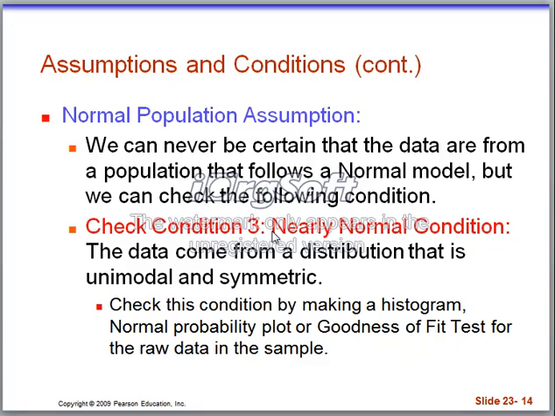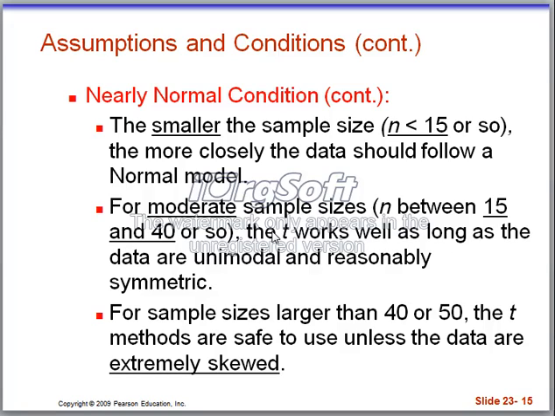Next, we will need a nearly normal distribution. And what does this mean? It means for really small sample sizes, we need it to be really normal. But for larger sample sizes, such as 40 or 50, it could be skewed, it could be a little bit crazy. So the distribution of means from those larger sample sizes will be just fine, and this follows the central limit theorem.